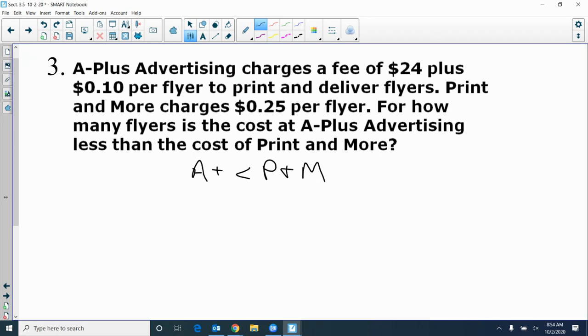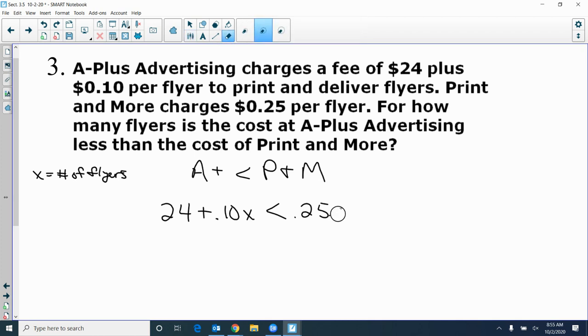We can do 24 plus 0.10x. That is exactly right, because per flyer means I got to multiply 10 cents by the number of flyers. So x would equal the number of flyers. All right. I want to know when that is less than the cost at print and more. Well, what would be the cost at print and more, Zachary? 0.25x. Okay, good. There's no fee, so there's no constant.